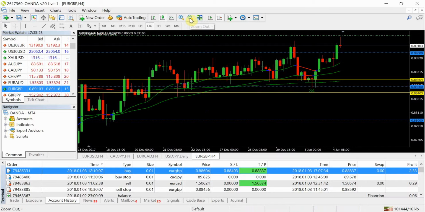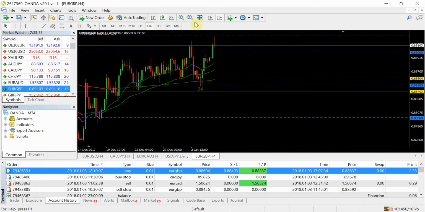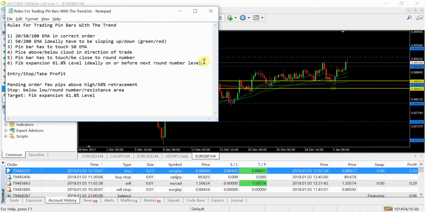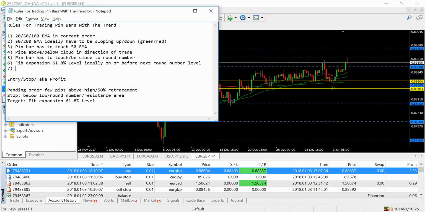Now, before I draw the fib level, this one wasn't really that. I'm actually going to add another one here. Actually, number 7, which I did take into account, was market structure.